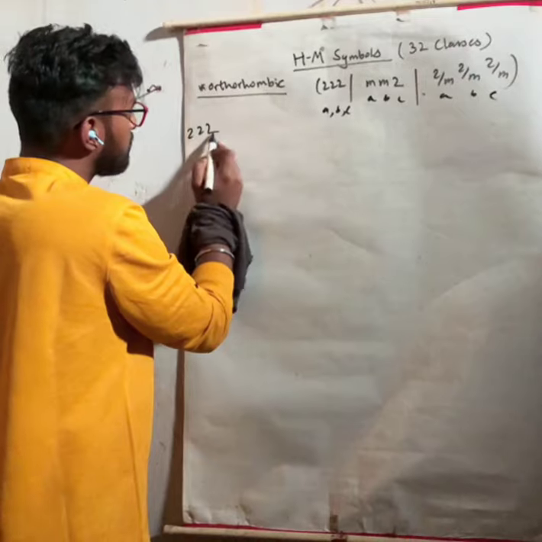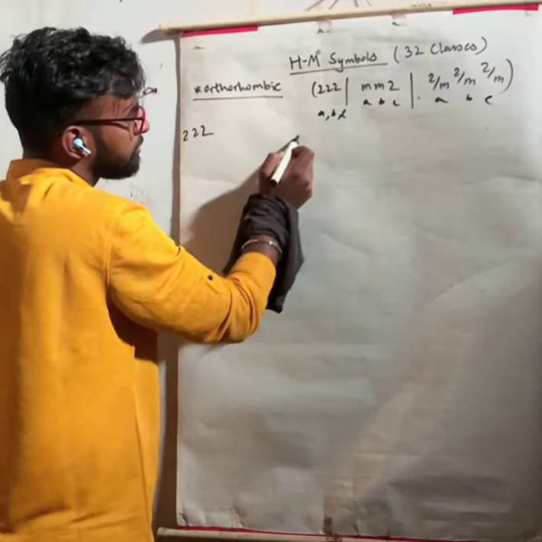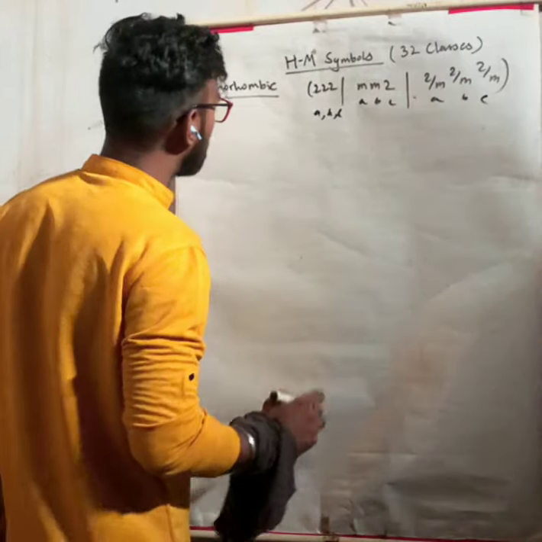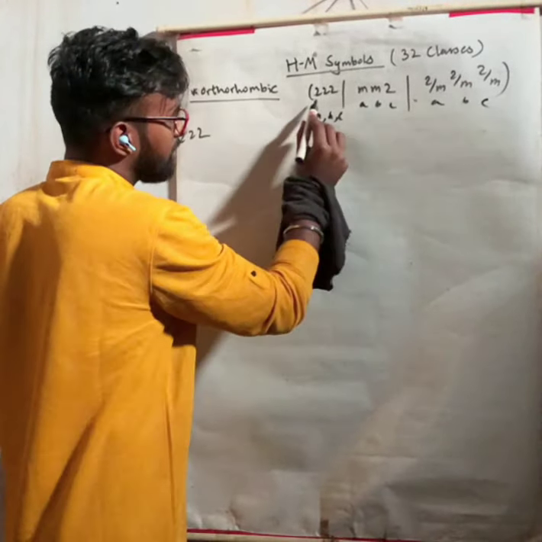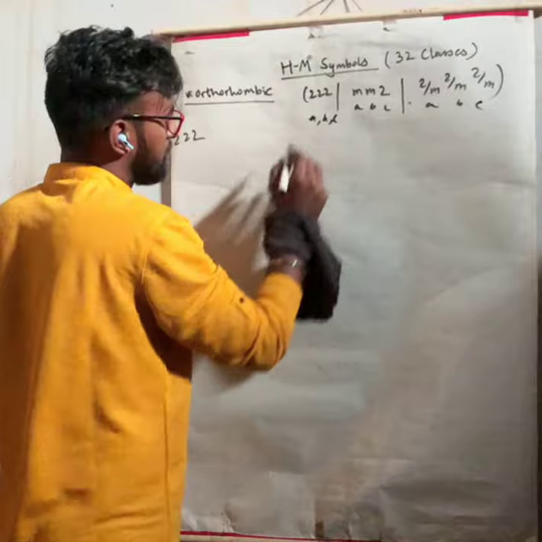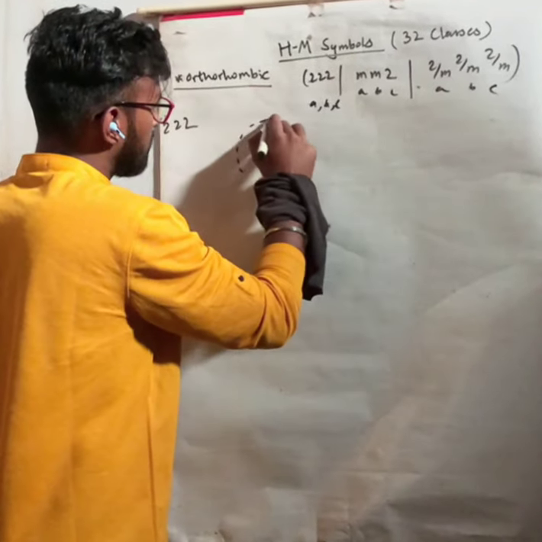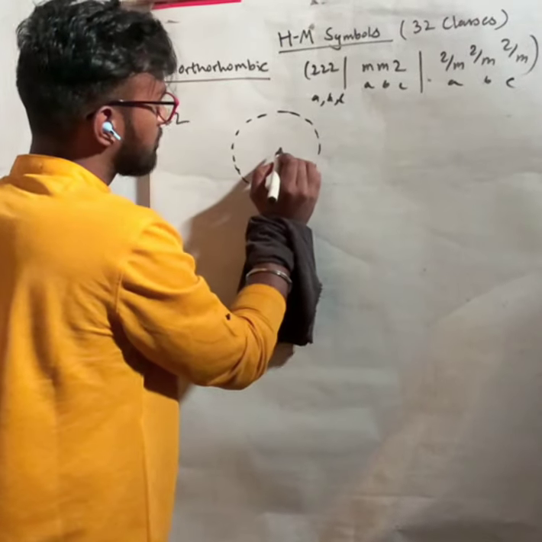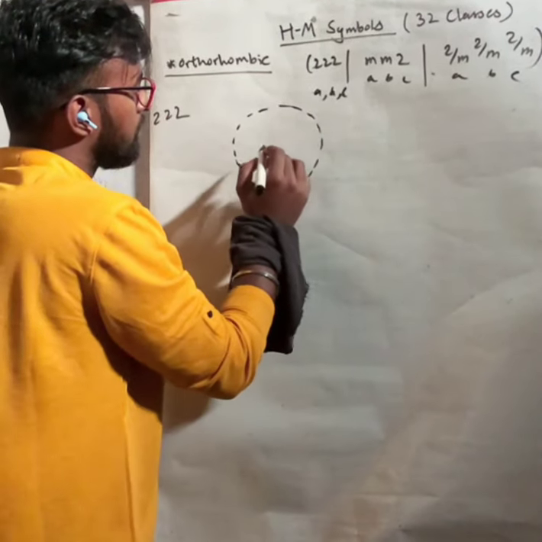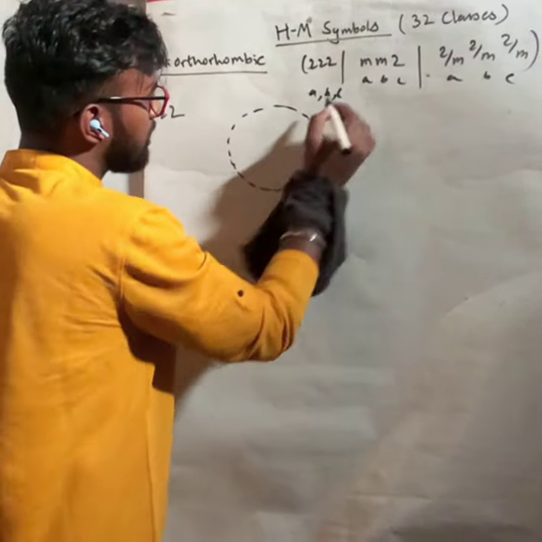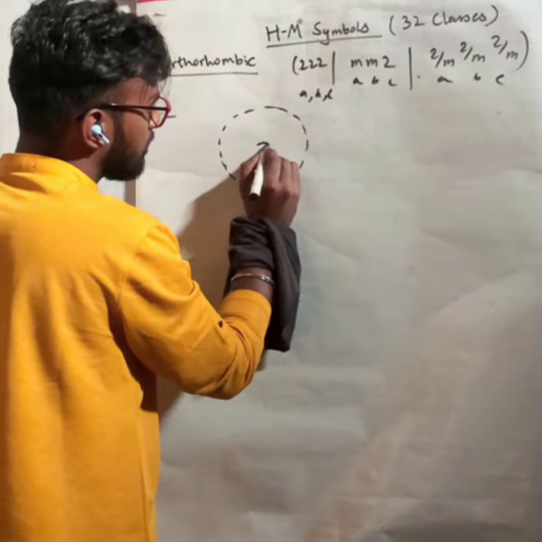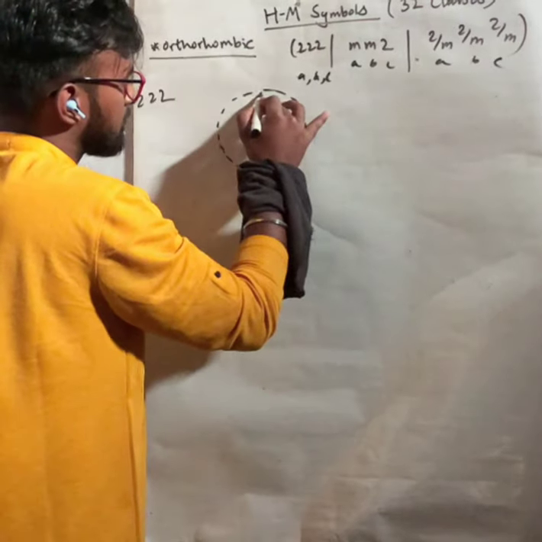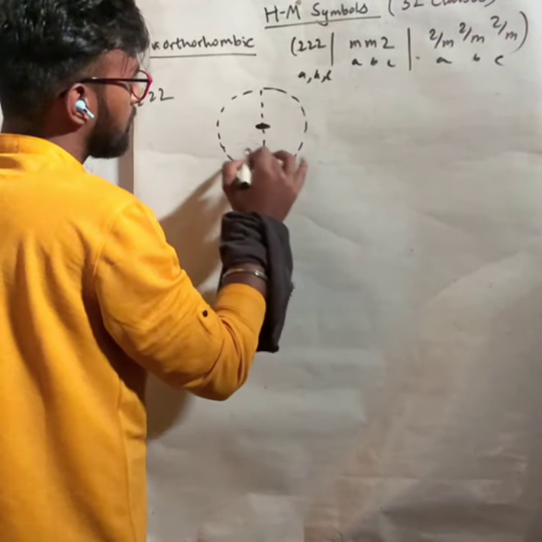Here 222 means the A axis is of two-fold symmetry, B is also of two-fold symmetry and C is also of two-fold symmetry. So we don't have any mirror plane here, no center of symmetry here. So we will represent dotted lines, because there is no center of symmetry and no mirror plane perpendicular to the C axis. But the C axis is of two-fold symmetry. And in the orthorhombic system, both axes A and B are perpendicular to each other.